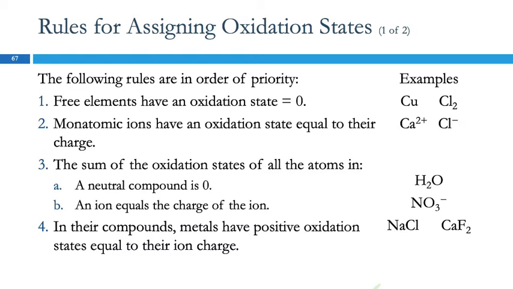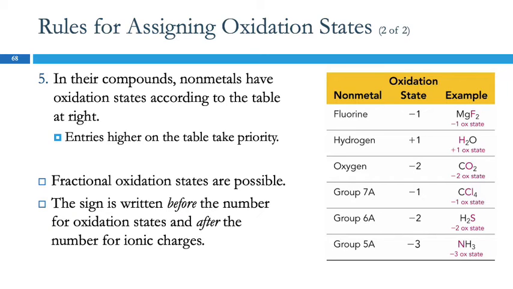And so where we need some extra rules are for the nonmetals. Because we look at a compound like water or ethane or something, and there's no ions involved, and so how do we know what the oxidation states are of the elements involved? So this is the set of rules, and the way I think of this is FHO 765.